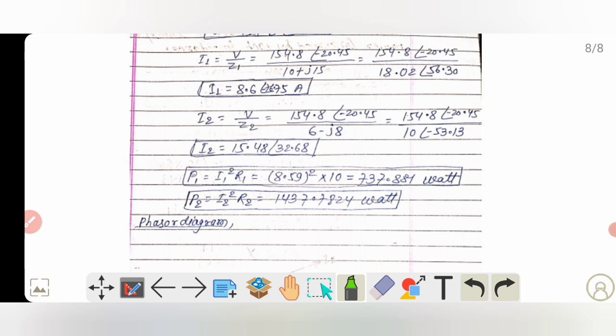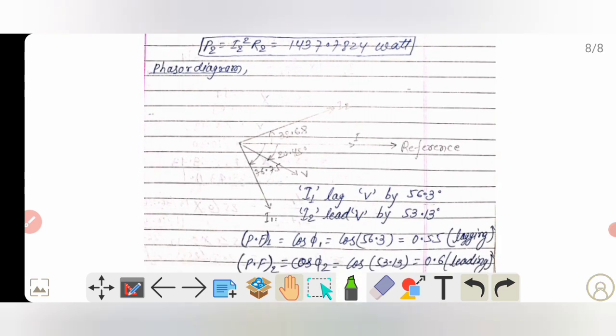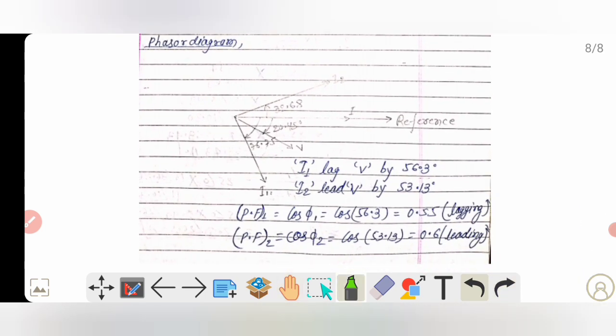Now my dear friends, if you want to draw the phasor diagram, as you can see here, we will take current as a reference. I2 is leading, and this one is our I1, which is lagging in nature. So my dear friends, this was all regarding the calculation of the parallel RLC circuit.